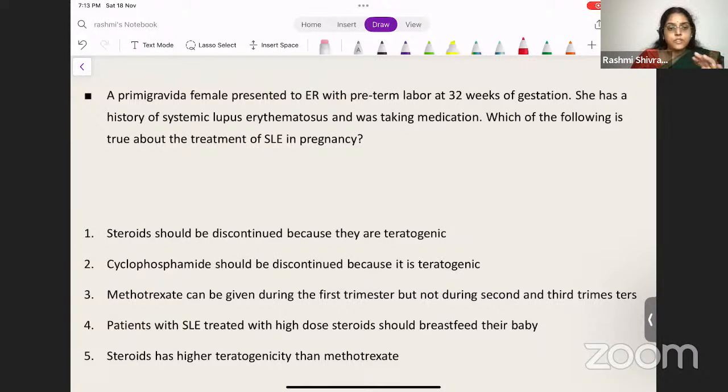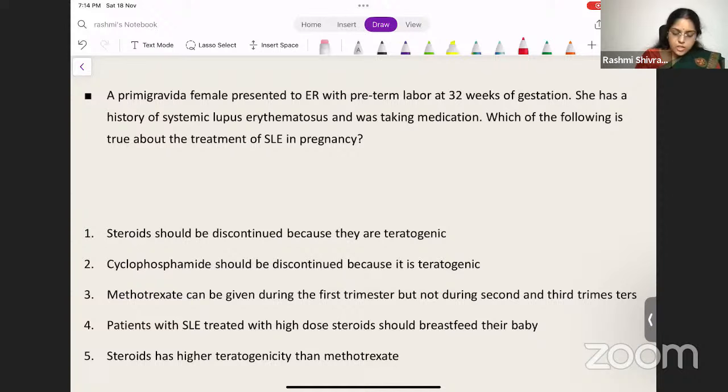So all of us know that steroids are given for different conditions during pregnancy, and it is one of the safe drugs which can be used in pregnancy. Apart from that, there is one more drug which I have told you while reading about rheumatoid arthritis, which is safe during pregnancy, that is azathioprine. Steroids and azathioprine among the disease modifying agents are comparatively safer during pregnancy. So steroids can be used during pregnancy because they are not teratogenic.